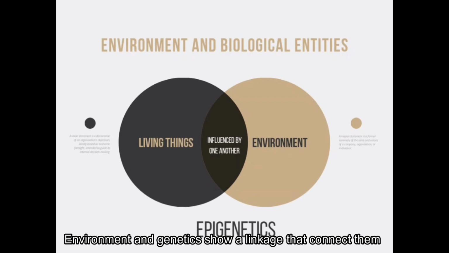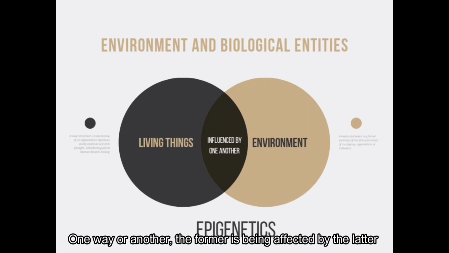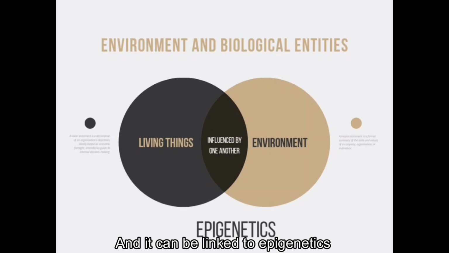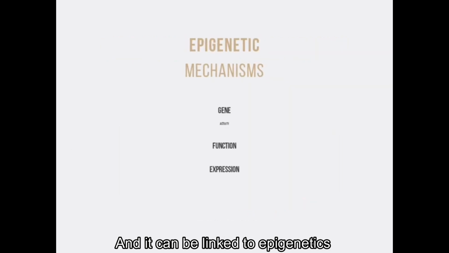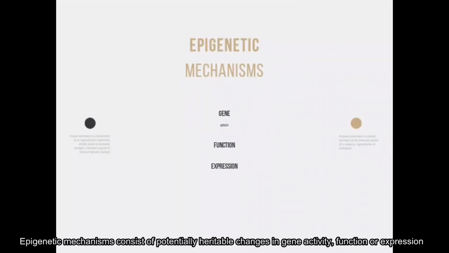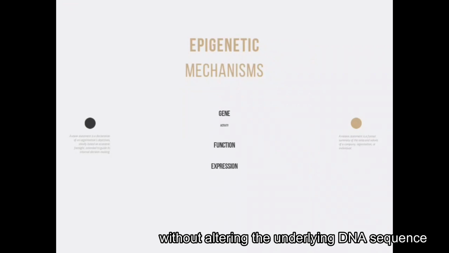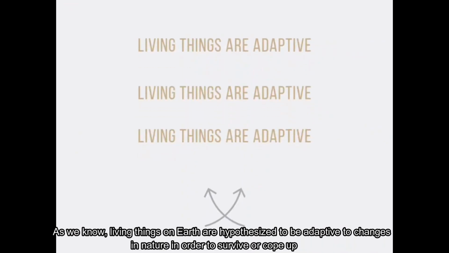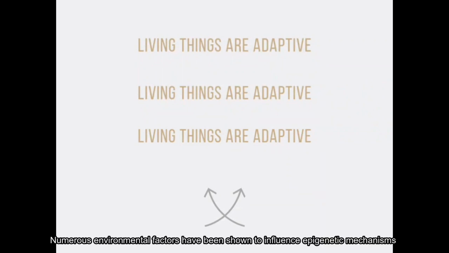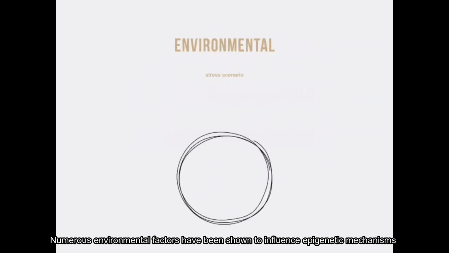Environment and genetics show a linkage that connects them. One way or another, the former is being affected by the latter, and it can be linked to epigenetics. Epigenetic mechanisms consist of potentially heritable changes in gene activity, function, or expression without altering the underlying DNA sequence. As we know, living beings on Earth are hypothesized to be adaptive to changes in nature in order to survive or cope. Numerous environmental factors have been shown to influence epigenetic mechanisms.